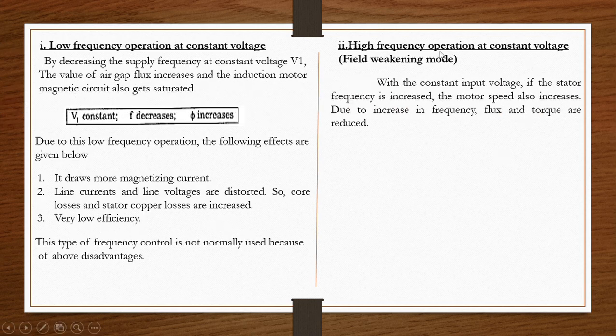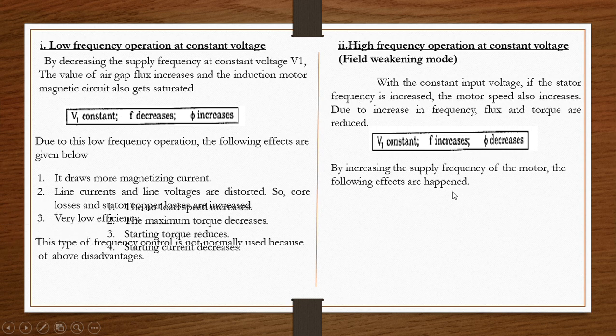In the second one, we are increasing frequency. Look at the box. Here supply voltage is constant, frequency value increases, but flux value decreases.